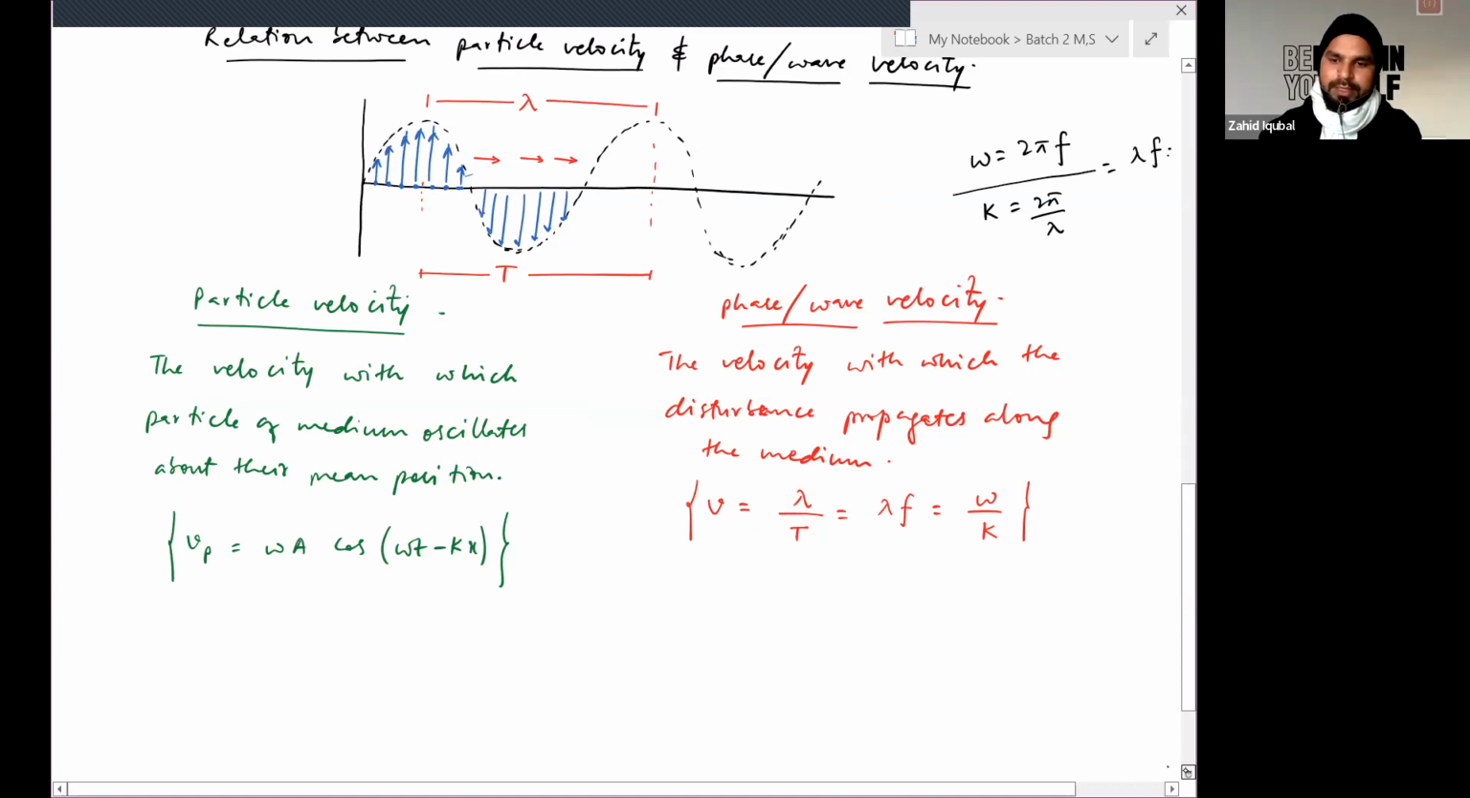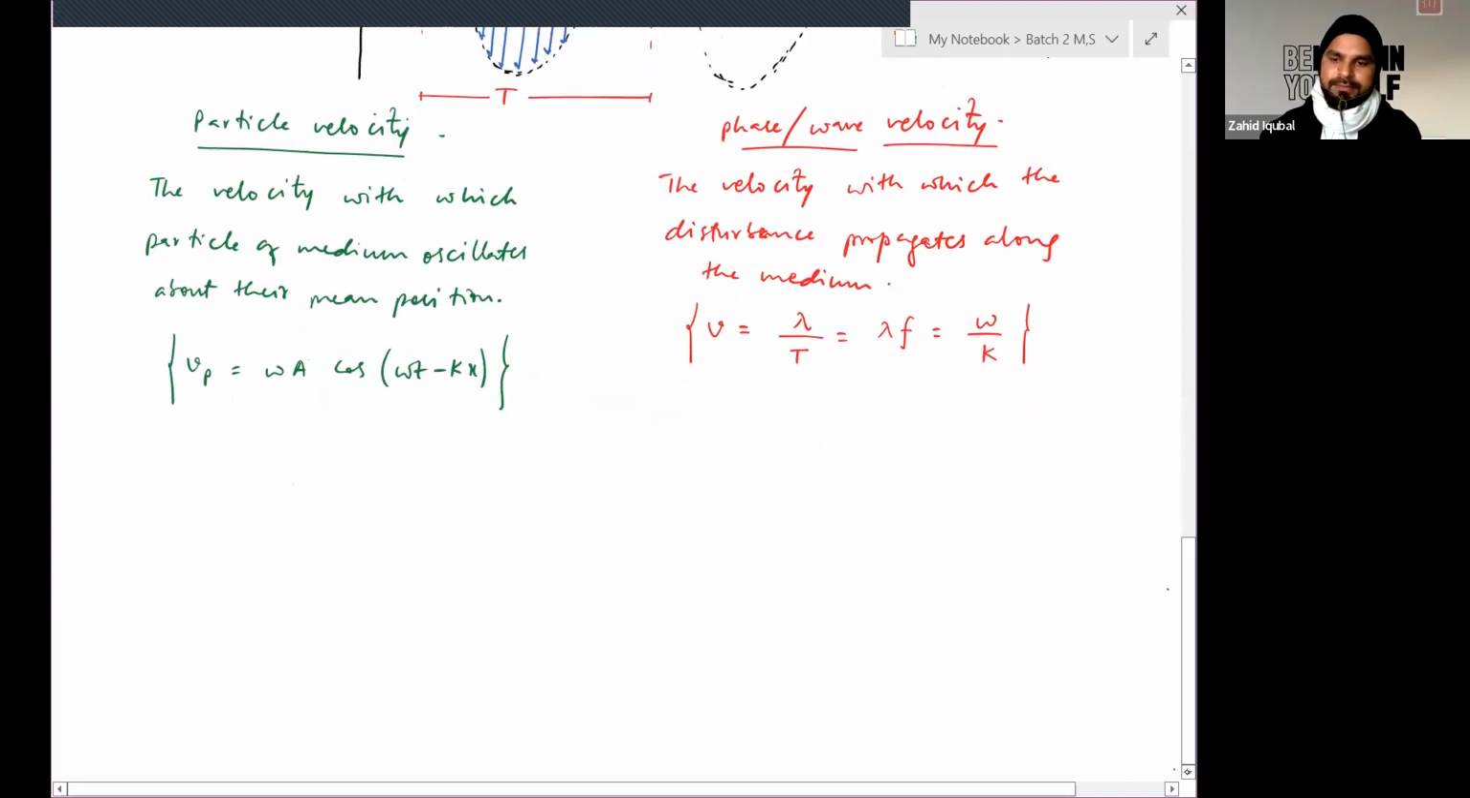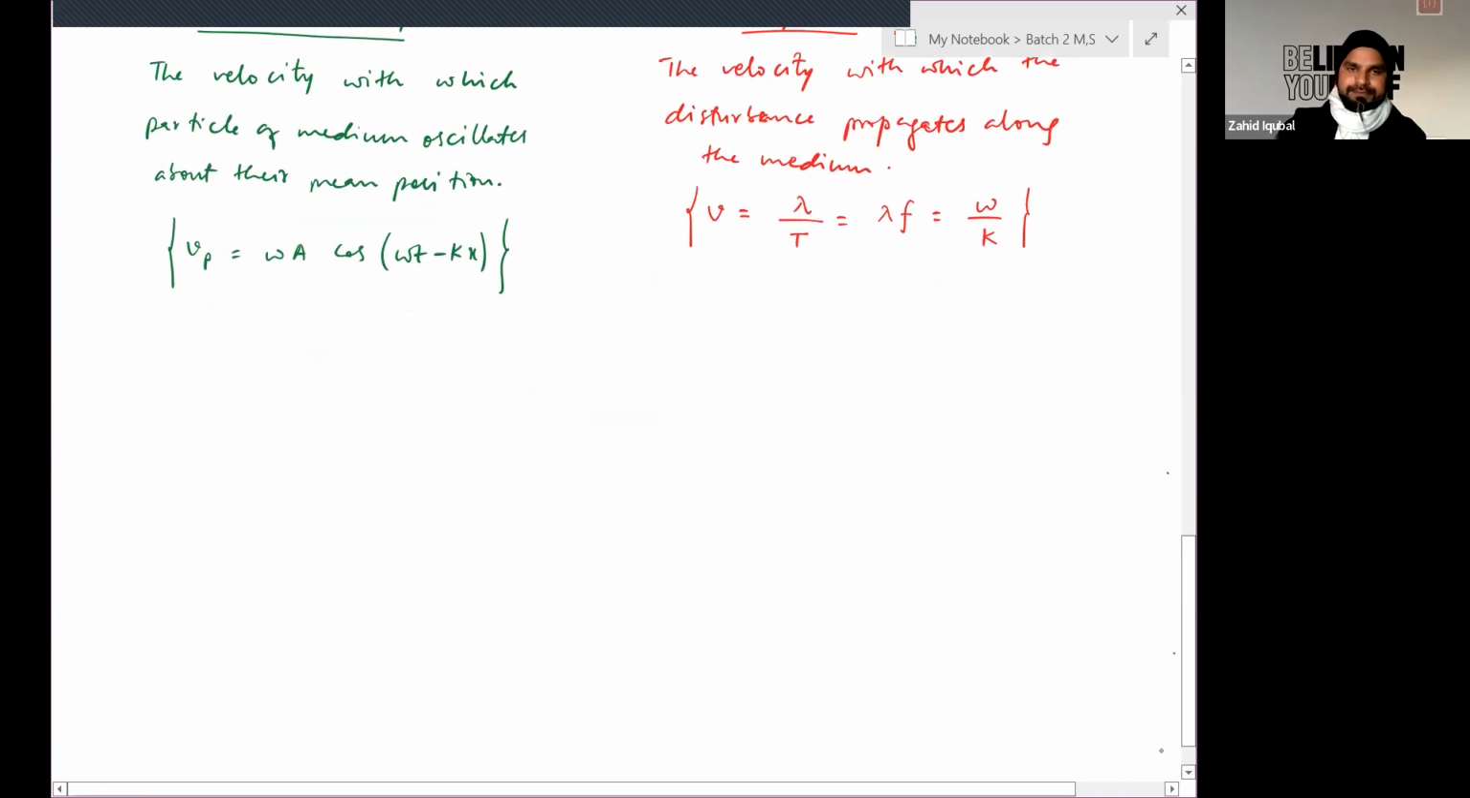Okay. Now, next, we have to relate these two parts. So let me define how to relate. As the normal equation, y equals a times sine of omega t minus kx. On differentiating with respect to time, you'll get velocity. So the velocity of the particle is del y over del t, that is omega times a cos of omega t minus kx.